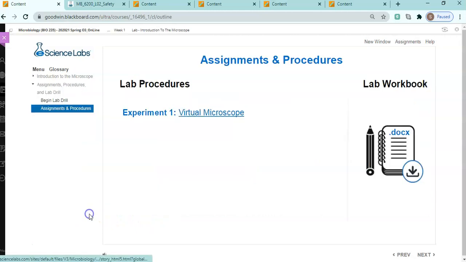Oftentimes, you will also need to know the labs that you did during the particular week. For experiment 1, I will not ask you questions on the virtual microscope. However, I will want you to be familiar with the parts and the function of the parts of the microscope. Refer back to your Lab 1 submission where you took an image of your microscope and labeled it.